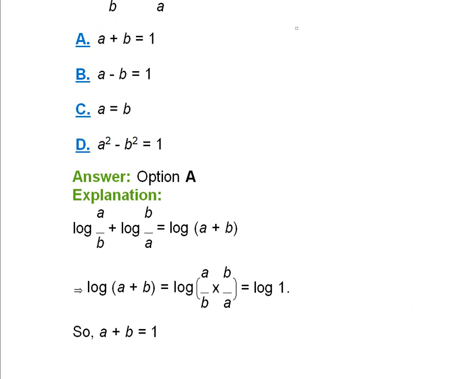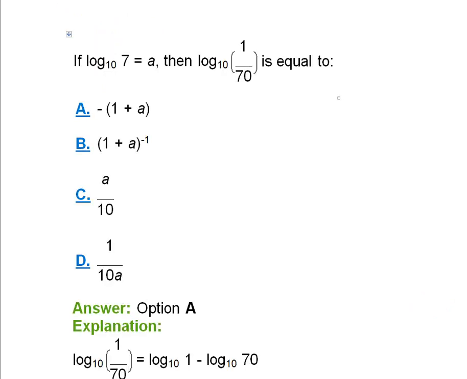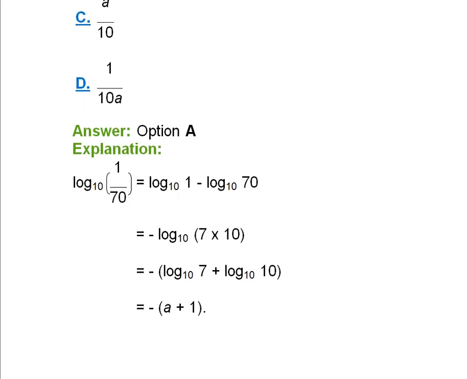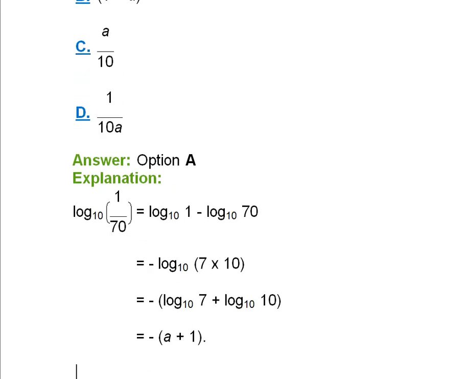If log 7 to the base 10 is equal to a, then log 1 by 70 to the base 10 is equal to, okay, so log 1 by 70 to the base 10 can be written as log 1 to the base 10 subtracted by log 70 to the base 10, and this can be written as minus log to the base 10 of 7 into 10, which is log 7 plus log 10. That is a plus 1 here, because log 10 to the base 10 is always 1, and in case of log 7 to the base 10 it is a. So the answer is minus a plus 1, that is your option A.